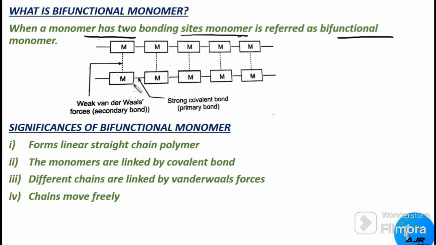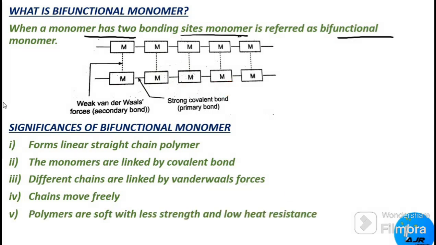Can you understand? Now, because of the presence of these weak van der Waals forces, these polymers have less strength. They possess low heat resistance, and also they are very soft. So the next significance of this bifunctional monomer is that the polymers are very soft, they have less strength, and they have low heat resistance. Can you understand? So these are the significances of a bifunctional monomer.